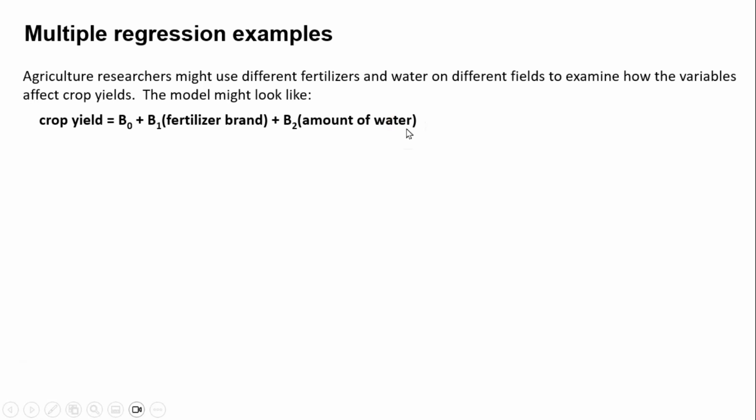So the idea here might be to have several different equations or one large data set that has codes for different types of fertilizer brands and different amounts of water to see which combination of fertilizer brand and water would yield the best crops.